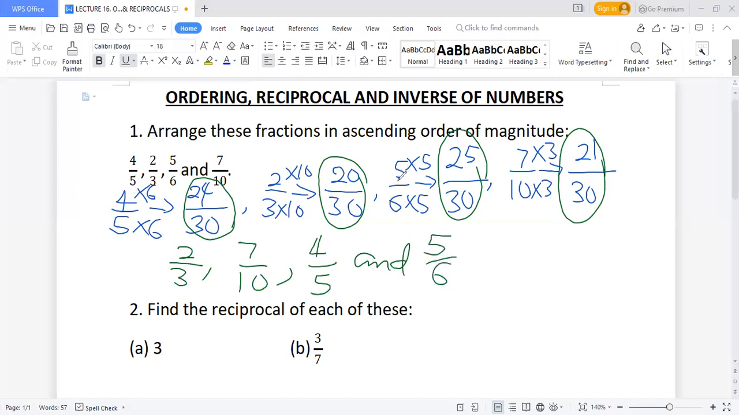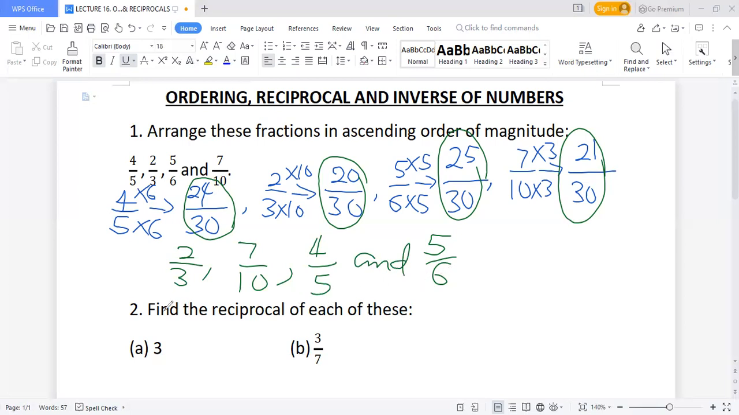So the fractions 4 over 5, 2 over 3, 5 over 6, and 7 over 10, if you arrange them in ascending order of magnitude from the smallest to the biggest, the smallest of them is 2 over 3, followed by 7 over 10, then 4 over 5, up to 5 over 6. 5 over 6 is the largest of the fractions.